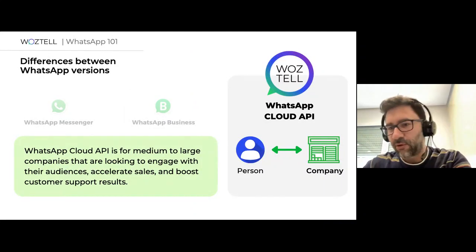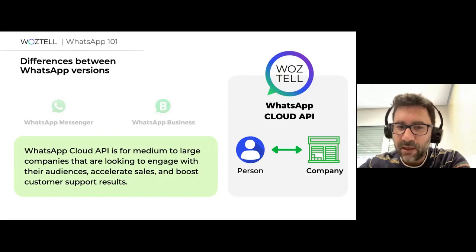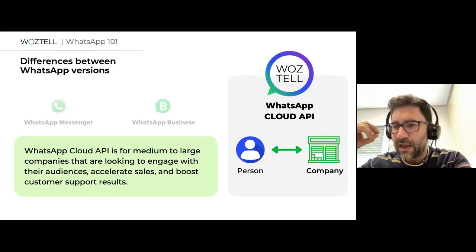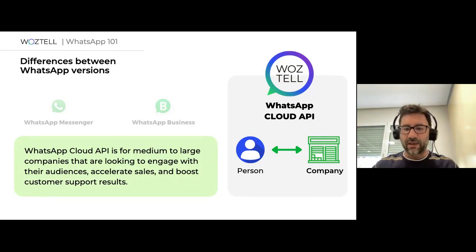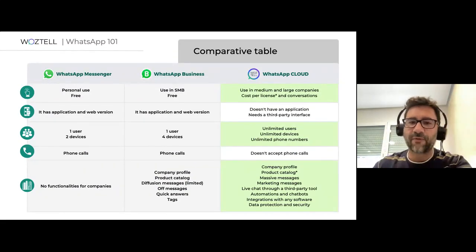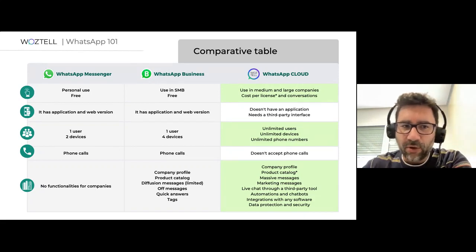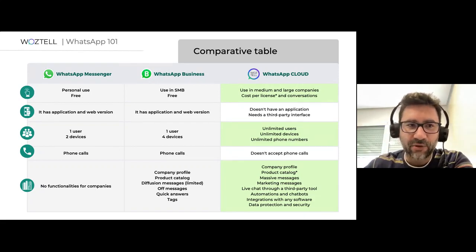As I said before, WhatsApp Cloud API is for medium to large companies that are looking to engage with their audience, and work professionally in sales, customer success or customer support. So if you need to scale, if you want to work with marketing strategies on WhatsApp, if you have 3 or more salespersons in your team, or a customer support team, you probably need to work with WhatsApp Cloud API instead of WhatsApp Business. Also, with WhatsApp Cloud API you will have a lot of features that you don't have on the other versions of WhatsApp. This is a comparative table. I will share it with you after the webinar, so don't worry about taking a screenshot, because you will have the video and can check it later.